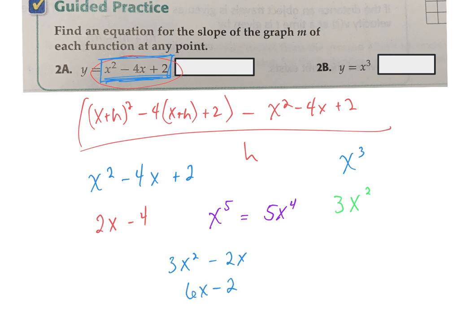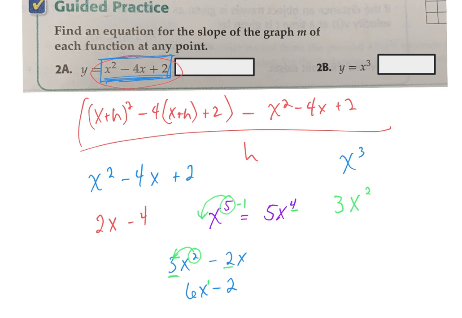Any pattern there? Multiply the exponent by the coefficient and then subtract 1 from the exponent. There we go. So I multiply this over and I subtract 1 from it to get my new exponent. Okay? That is the pattern. If you were to do this for any function, that's the pattern you're going to see. And it will give you the slope of the tangent line of that function. And it will give you the instantaneous rate of change for that function.